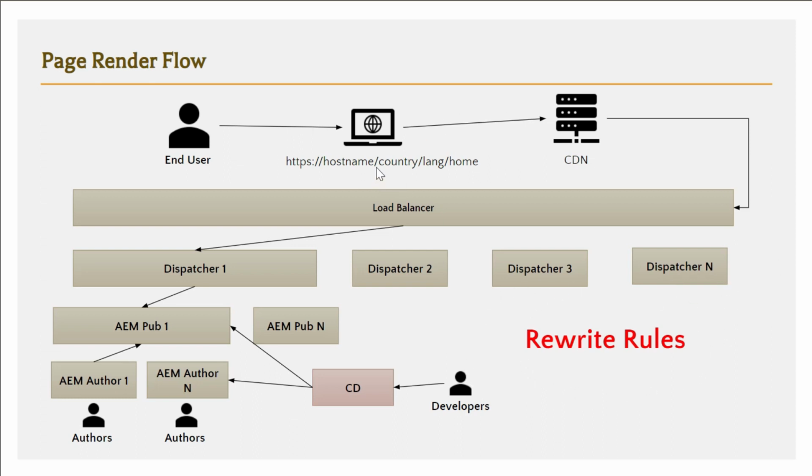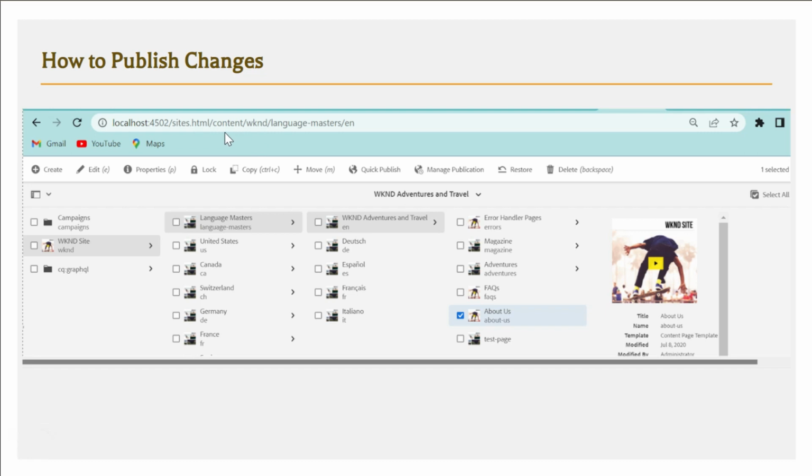Let us suppose now the path given by the user is country, lang and home, and this is the path of the home page in the eyes of this end user. But the actual URL path in the AEM could be something different. It could be like this, right? So content, weekend, language master, EN, and then the home page. Home page might be somewhere here, right?